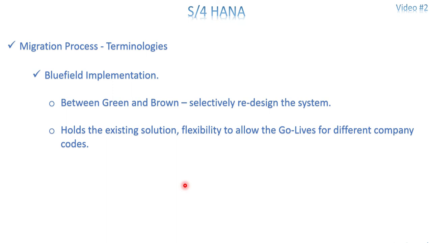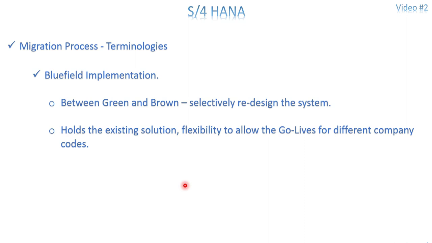Okay, or I can say it's between green and brown. So the customer can selectively redesign the system. I don't want to start from scratch. I don't want to convert my entire system to S4 HANA. I want to convert a few portions of my design. Okay, I'll go with only a few modules. Finance, I'll go with the S4 HANA system.